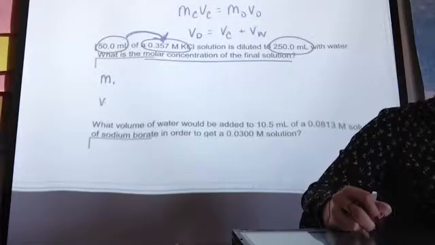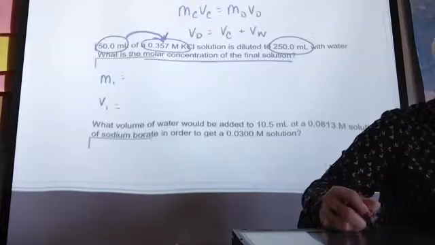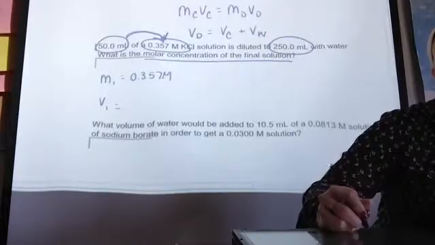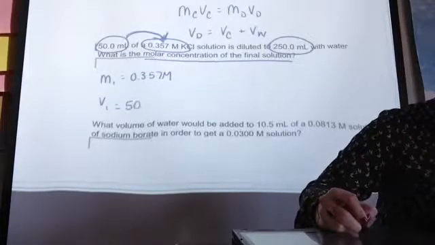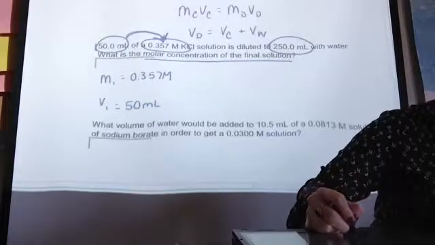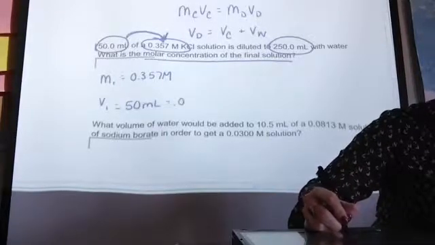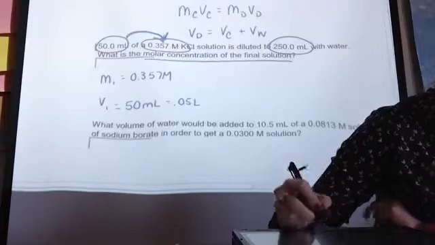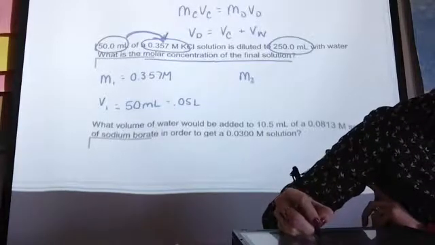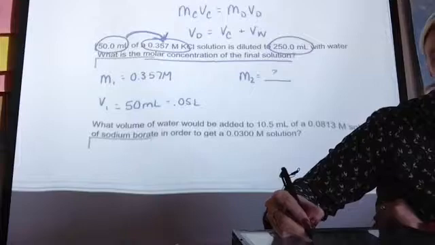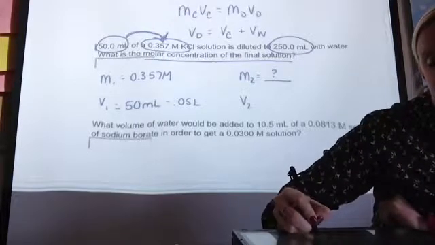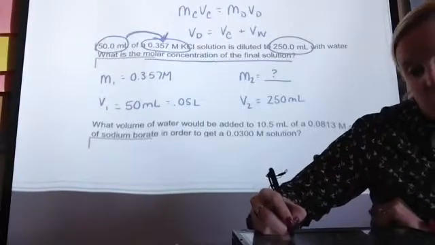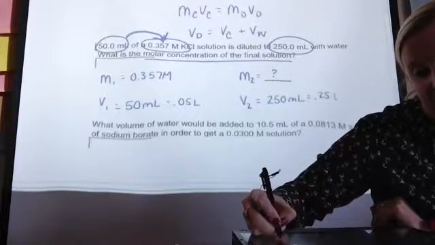So, molarity and volume 1. My molarity is 0.357 molarity. My volume is 50 milliliters, which turns into 0.05 liters. The molarity of the final solution is what I'm solving for, and the volume of my final solution is 250 milliliters, which converts to 0.25 liters.